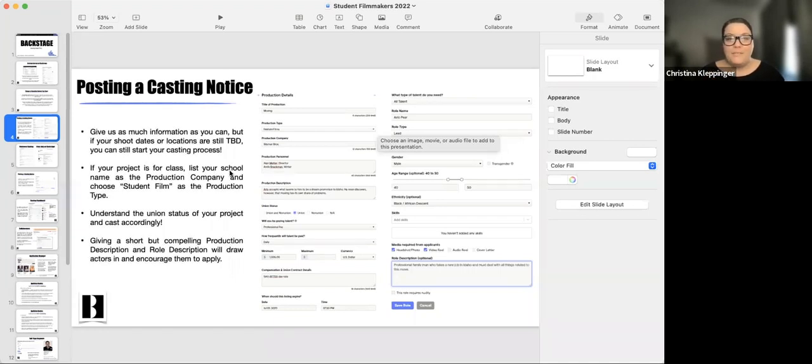Don't ever put a specific address where you're shooting, because you don't want actors to be able to crash your shoot. You instead want to say, we're shooting in Los Angeles, we're shooting in Playa Vista, we're shooting somewhere in Southern California, and we're still figuring that out. So that's putting together this form. I think it's not nearly as intimidating as it can look.